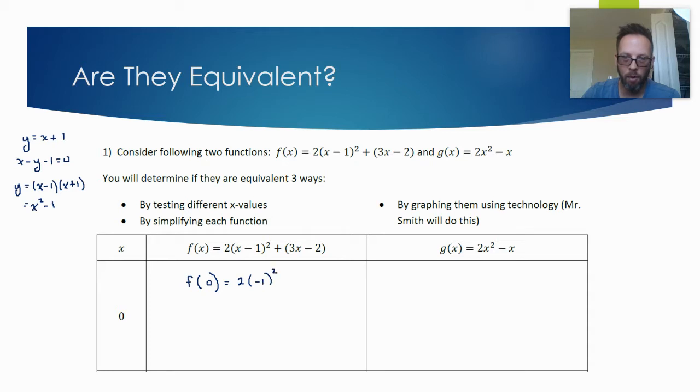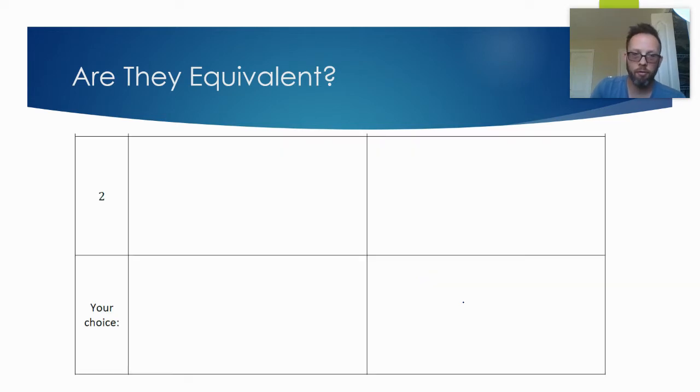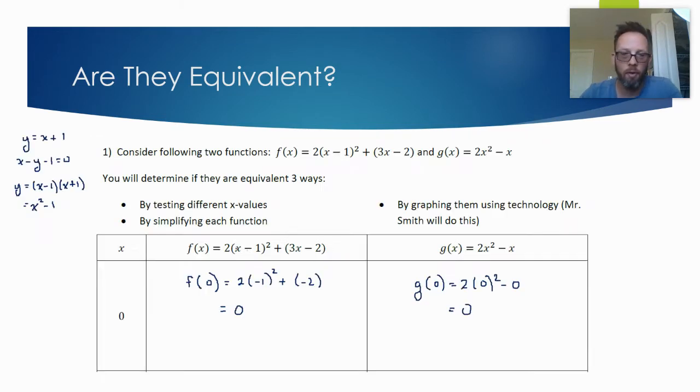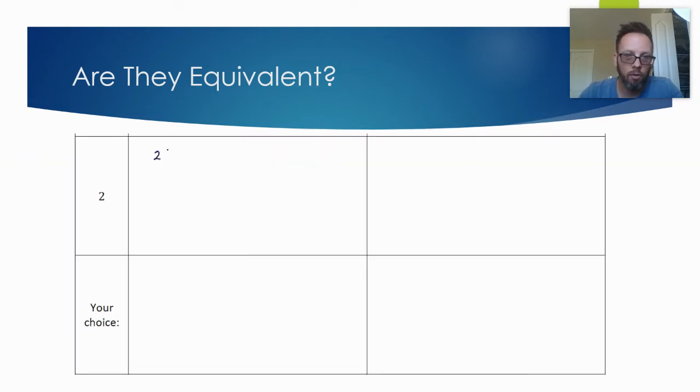But that'll give us 0 minus 1 squared, and then 3 times 0, so plus negative 2. So that's 2 minus 2, which gives you 0. And for the second function, when you evaluate g at 0, you get 2 times 0 squared minus 0. That's obviously 0. So (0, 0) is a shared point between both of these. Let's try x equals 2.